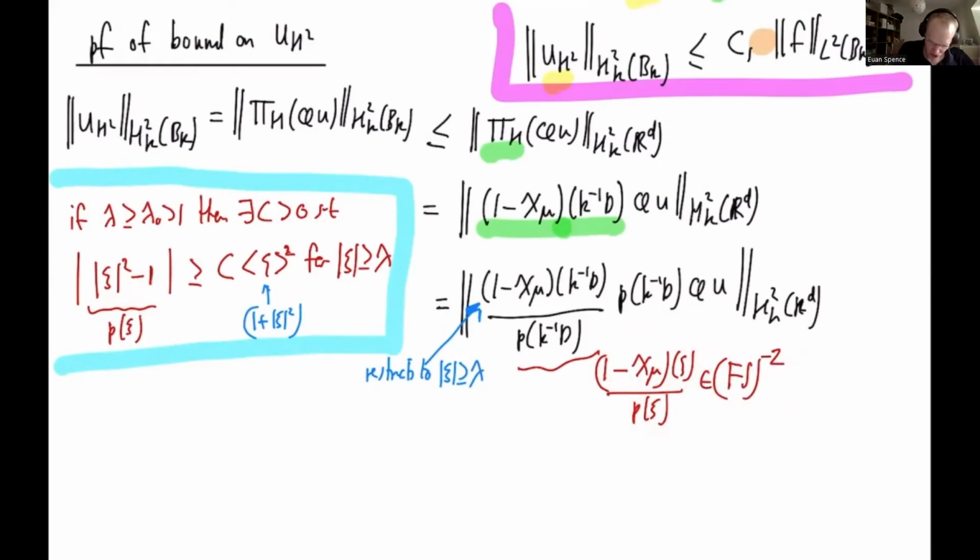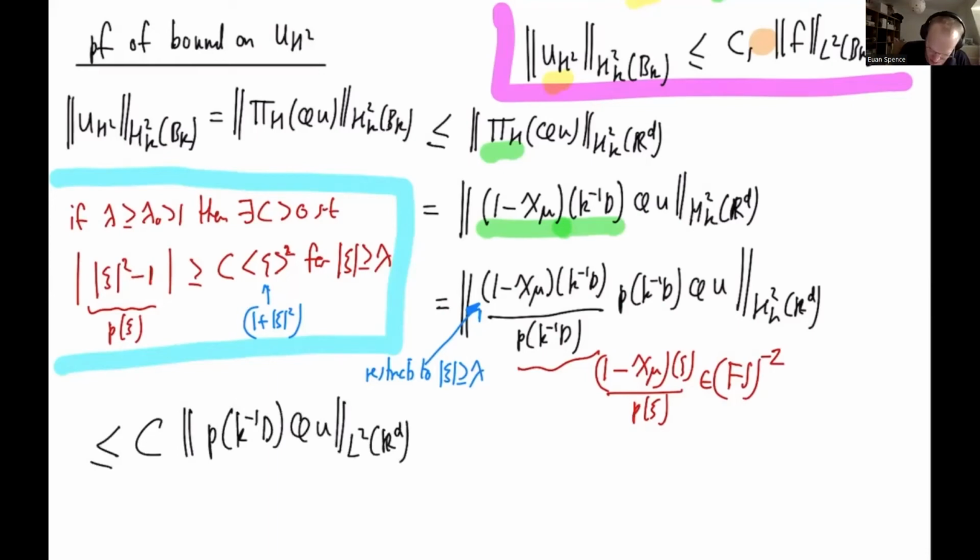Okay. And now we have this mapping property, right? I said if you have this Fourier symbol of order -2, then the Fourier multiplier has this nice mapping property between Sobolev spaces. So this is then, okay, I'm going to go to the left-hand side of the board. This is less than some constant times P(k^{-1}D) acting on phi u, and now I go down from H2 to L2, right? Because of this -2 here, I go from H2 just to H0, i.e. L2.